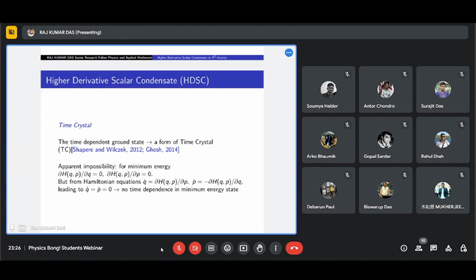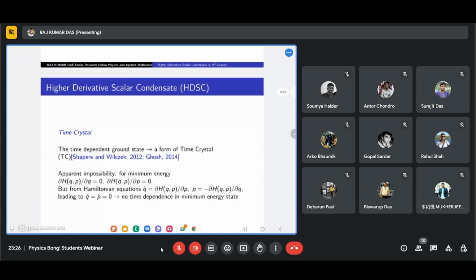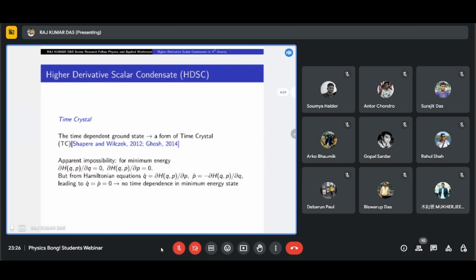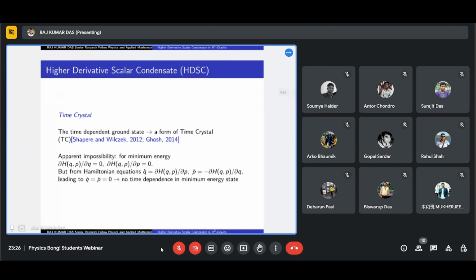So if you're trying to minimize the energy, then with basic calculus knowledge, the first derivative of any function should be zero. So from that, ∂H/∂q and ∂H/∂p should be zero, and from that, classical mechanics is defined such that you find the dynamical variables q dot and p dot should be zero. So q dot and p dot are zero, and from there you say q is a constant and p is a constant. If you choose that constant as zero, you say this is a ground state, with minimum energy.